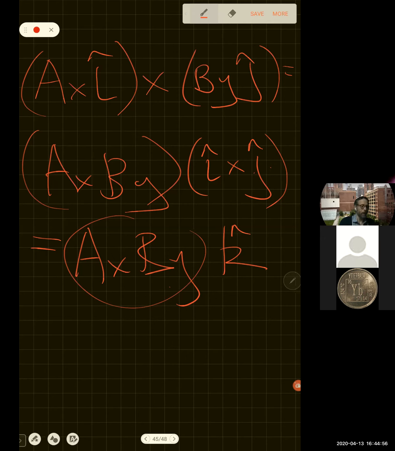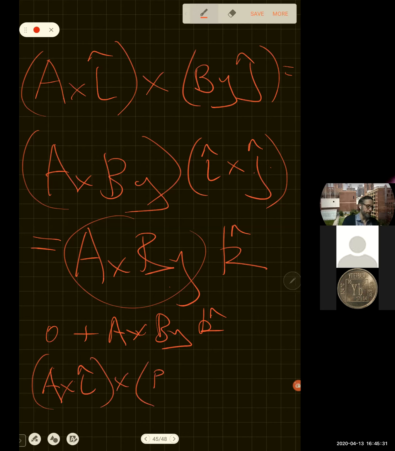I'll do the rest of the terms in a moment. I'll do one more term to make sure we're clear, and then I think I'll do something more useful. So the next term, so far we have 0 plus this, AX BY K. Then the next term is going to be AX I hat cross BZ K hat, just going first down to third. What is that? Turn page.